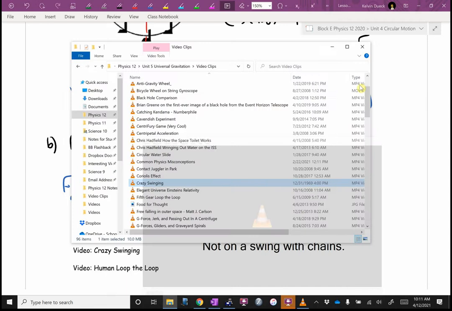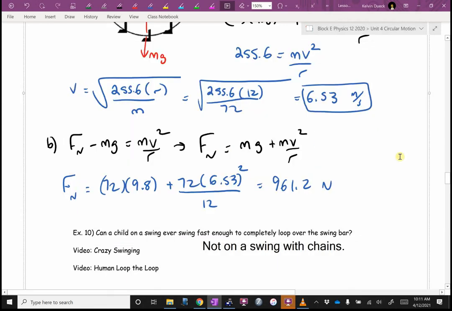So, can you swing fast enough to go over the bar? Not with slack chains, but with rigid chains, yes, you can. I've seen at some skate parks there's a complete full pipe, and I've seen skateboarders manage to do the full pipe.